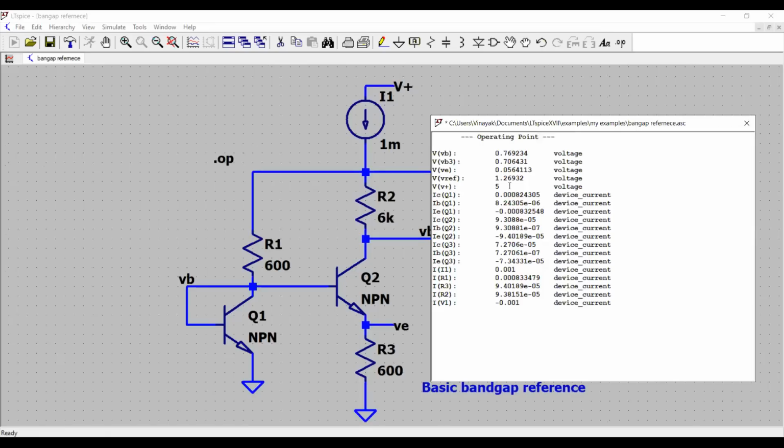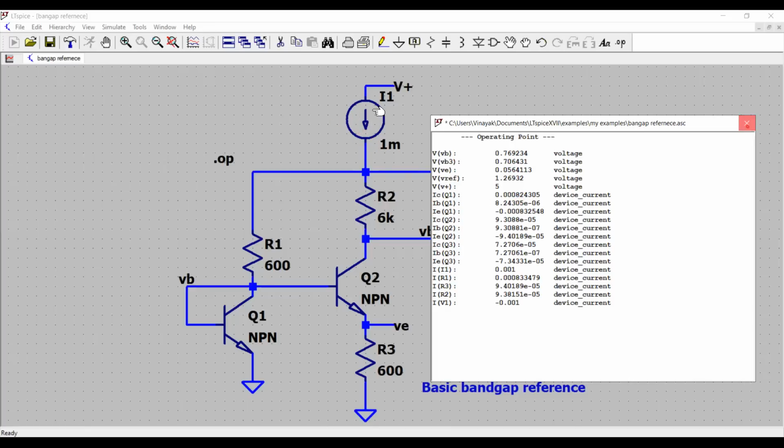And now you see we still have the reference voltage of 1.2 volt, which is what is required. The VB is 0.76, VB3 is 0.7, and the voltage VE is 0.05, and this voltage has positive TCF. And VB3 is 0.7. This voltage has negative TCF, and we are summing them with this factor multiplication R2 divided by R3, 6 times larger than the VE, which will give me a final output of 1.26 volt. Look at the collector current, it is still the same. That is because I'm forcing a constant current here.